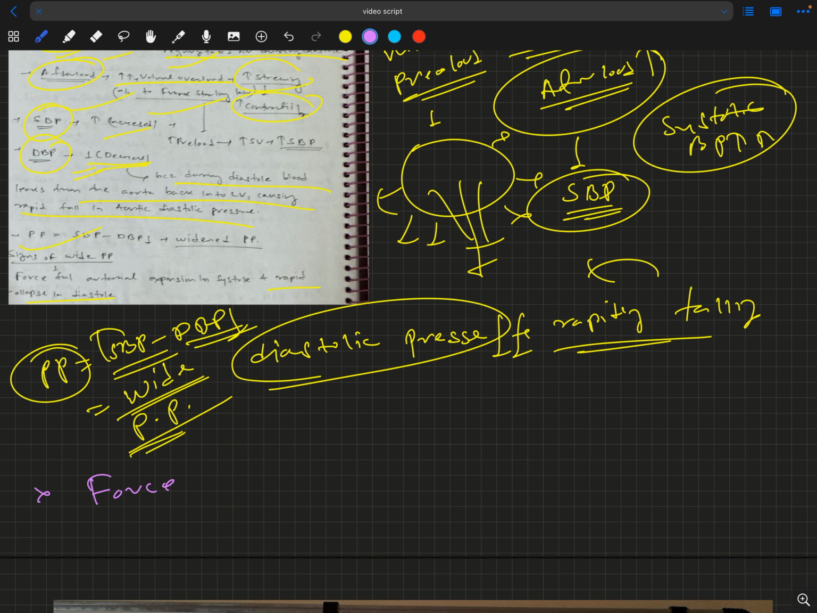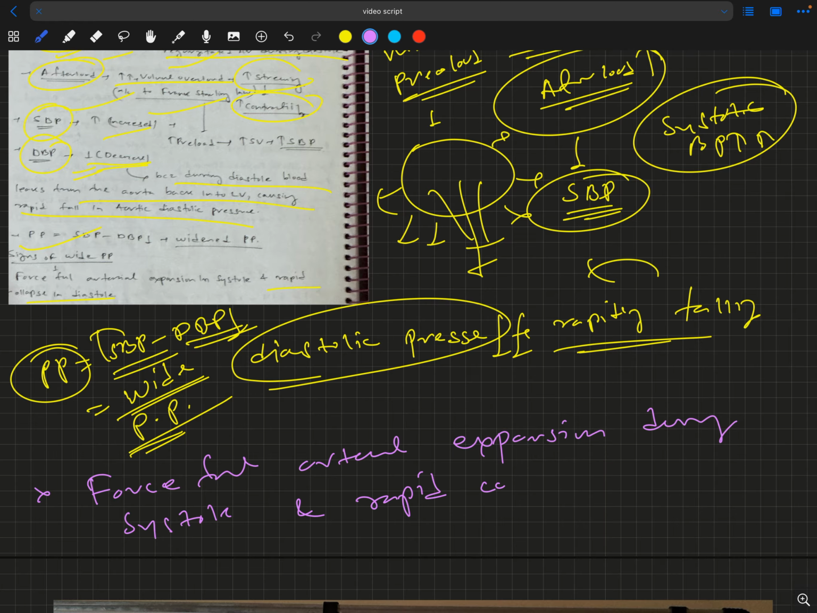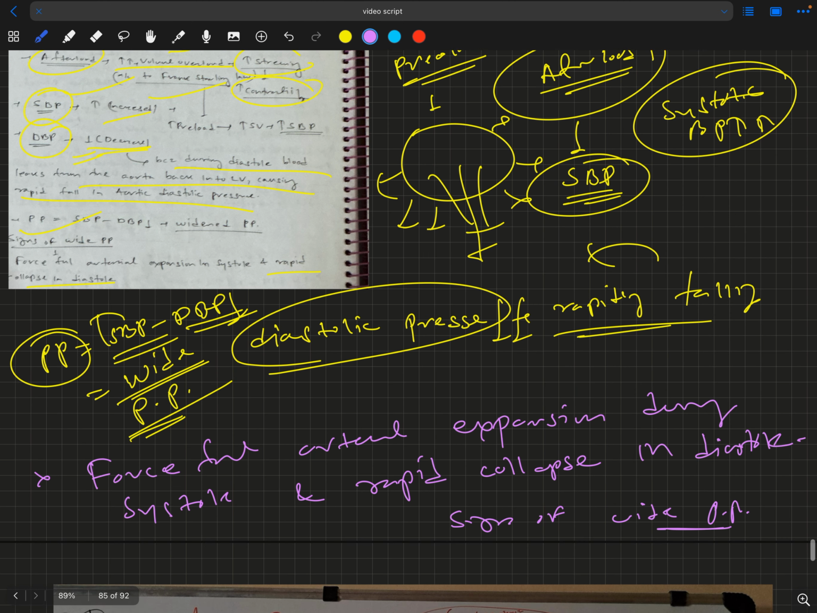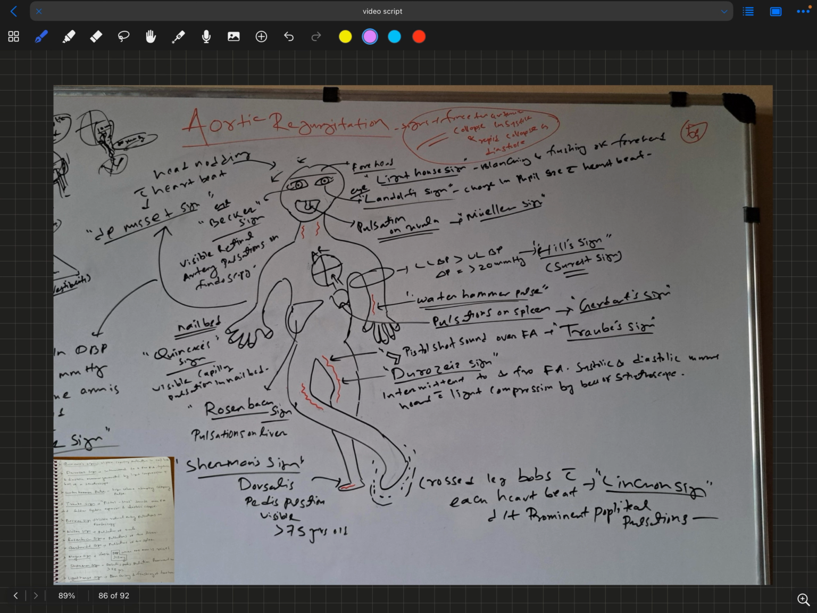So it is forceful arterial expansion during systole and rapid collapse in diastole. Forceful lateral expansion in systole and rapid collapse in diastole is what leads to the signs of wide pulse pressure. So in aortic regurgitation, there will be forceful lateral expansion in systole and rapid collapse in diastole. This is what leads to signs of wide pulse pressure.